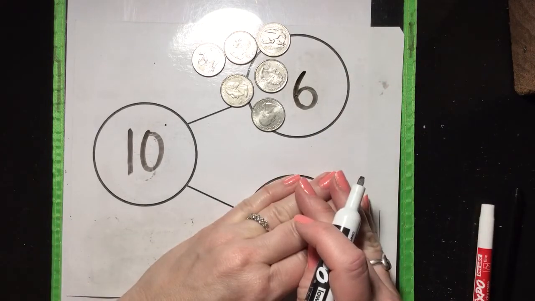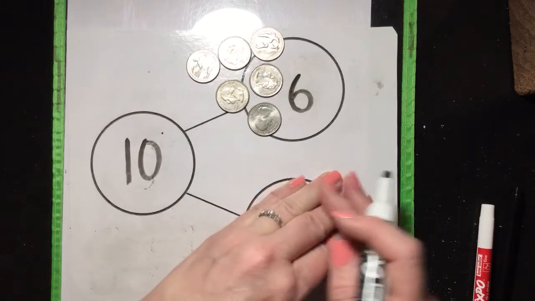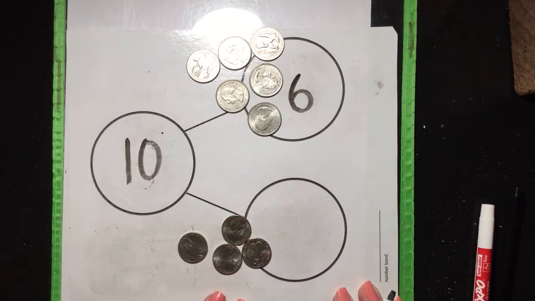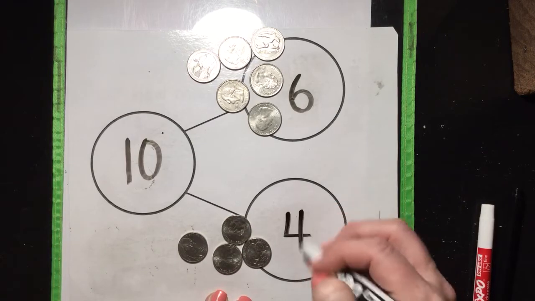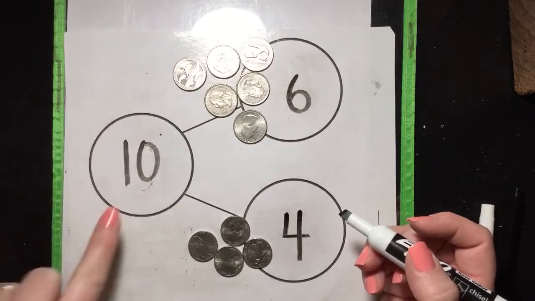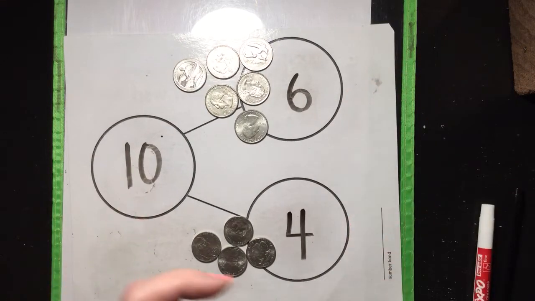Now how many nickels do you think I have? So if I have 6 quarters, count on in your head to get to 10. How many nickels did you think? Did you think 4? If you thought 4, you were correct. 1, 2, 3, 4. So my whole amount of coins is 10, and my parts are 6 and 4.